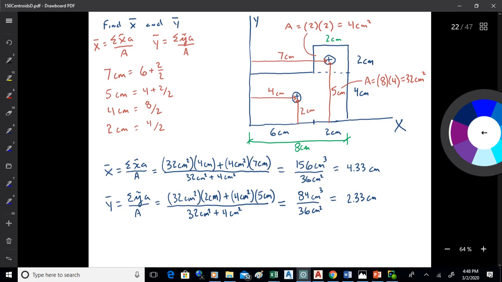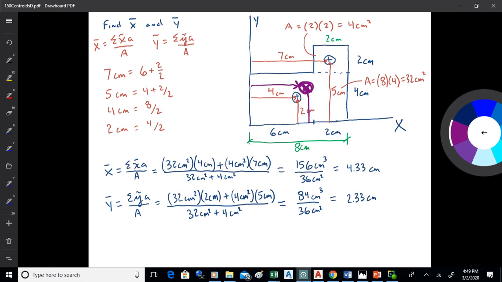So I'm getting something on the order of right about there for this final centroid. And then I ask myself, well, okay, if that's a plate and I turn that upside down or sideways and try and balance it on a pencil, will it balance there? That looks about right, you know.